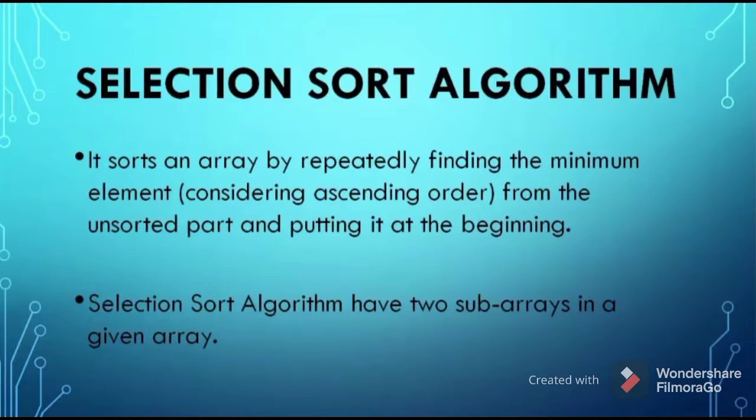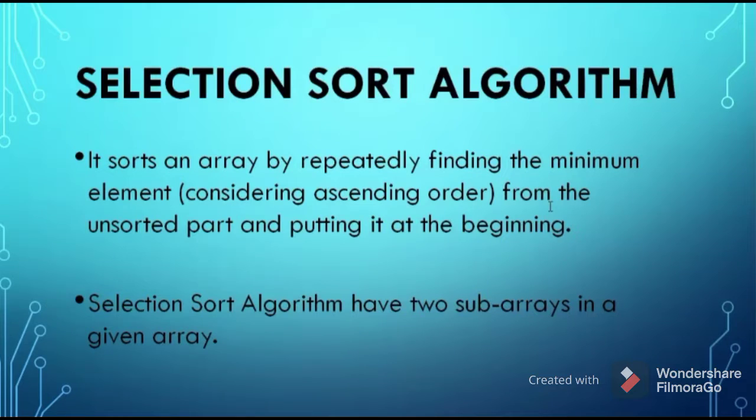Selection sort algorithm sorts an array by repeatedly finding the minimum element, considering ascending order, from the unsorted part and putting it at the beginning. How it works is that we're trying to find the minimum element or value in a list. The first value of that list is considered as the minimum element, and then we compare it to the numbers to its right. As soon as we come across a number that is lower than the minimum element, that number is now considered the new minimum element, and so on and so forth.